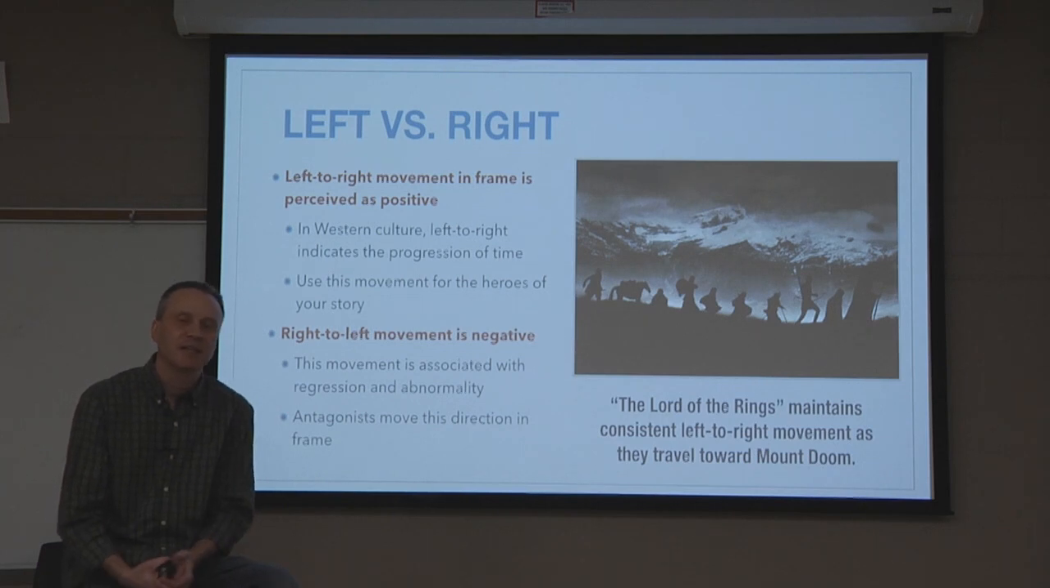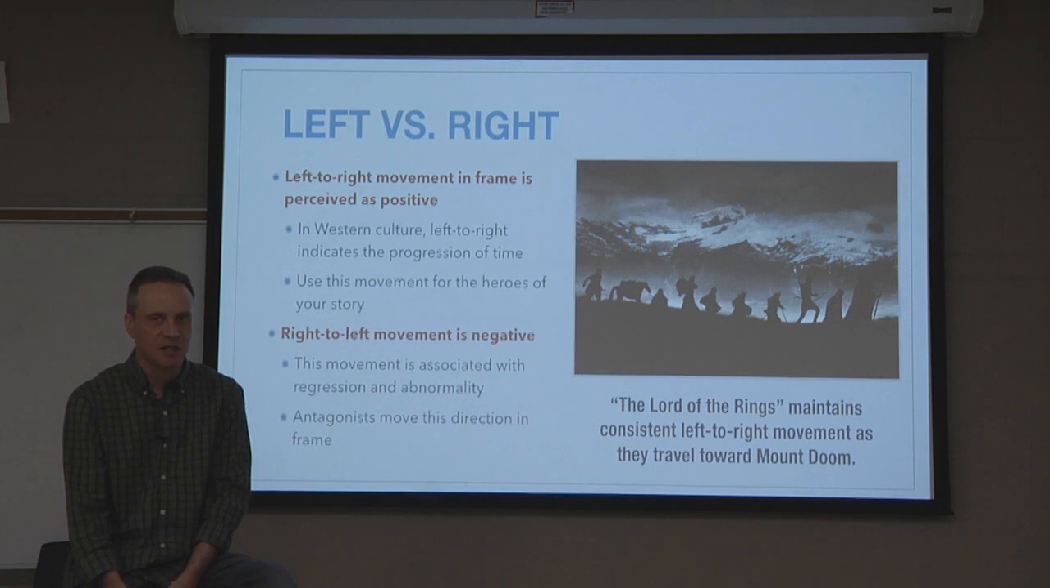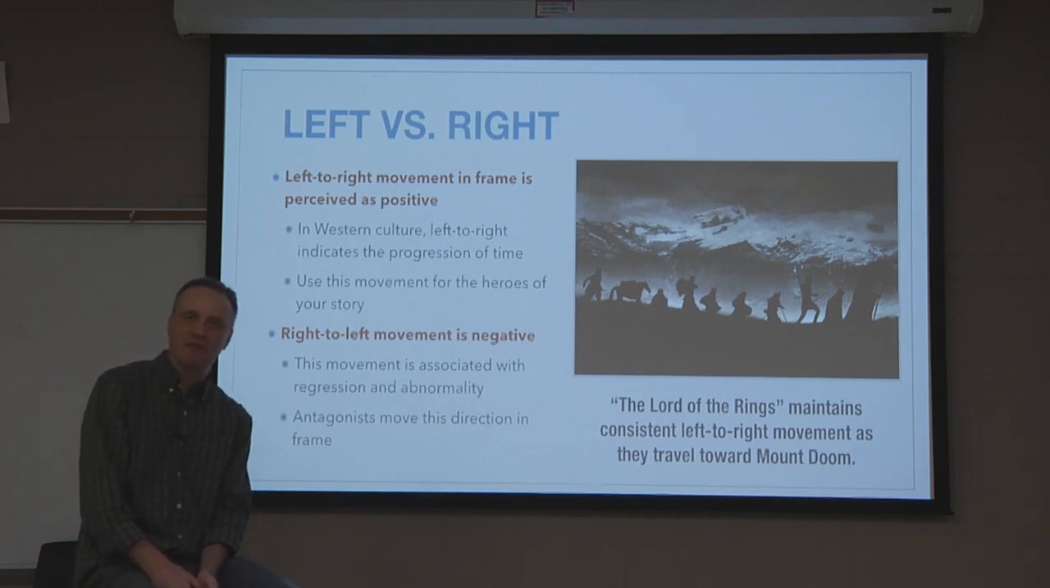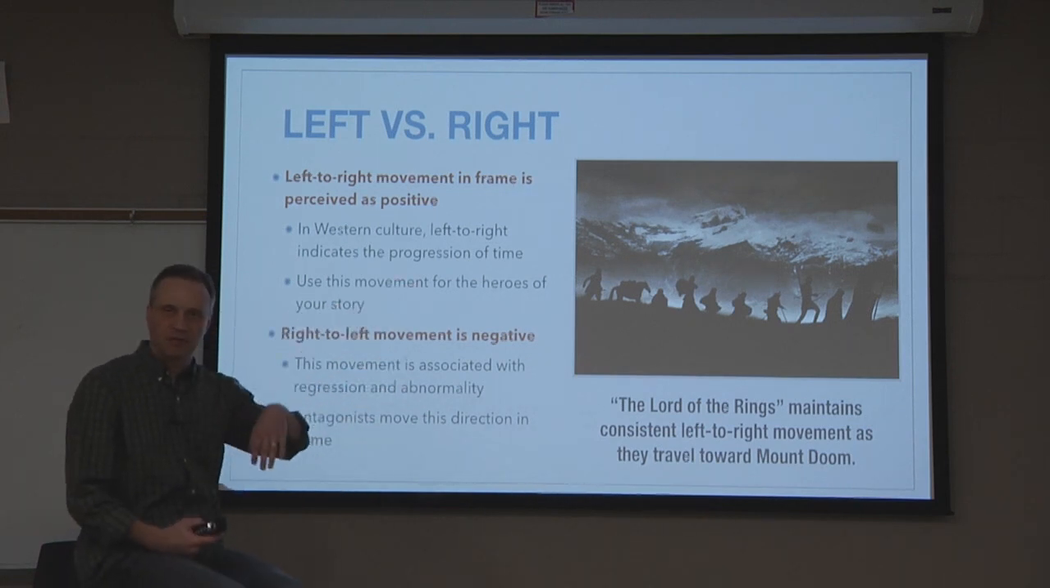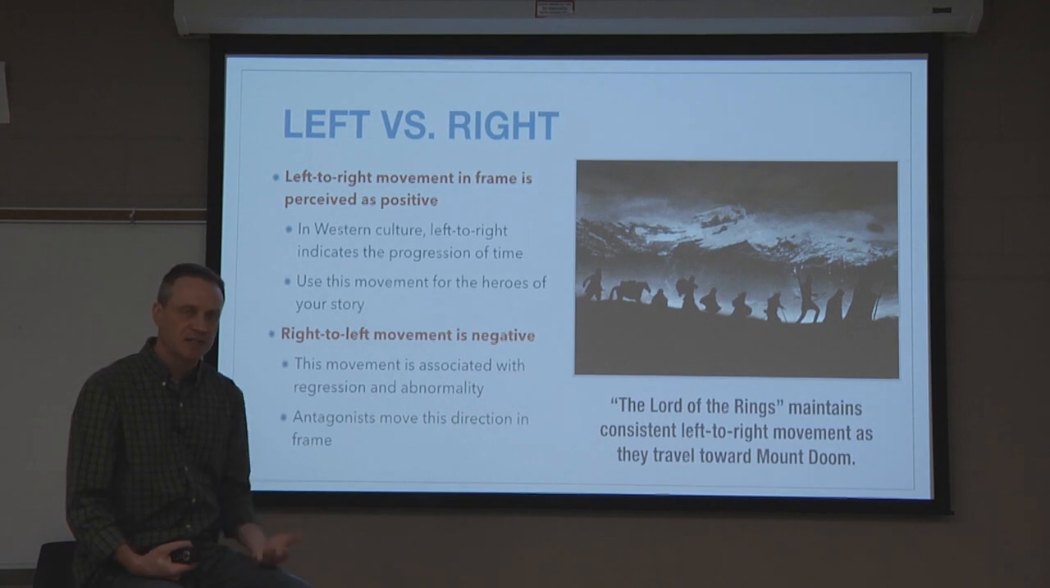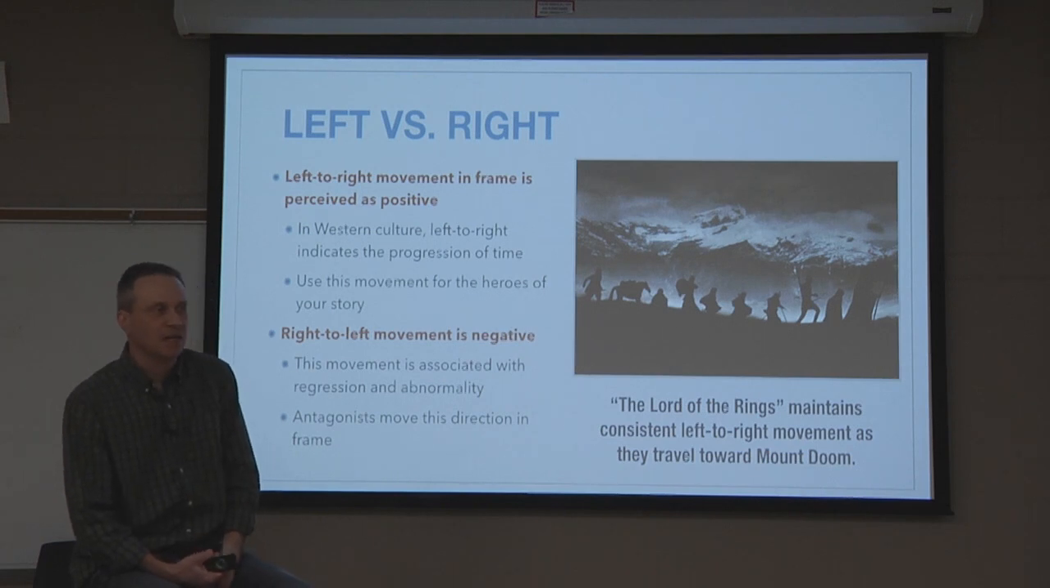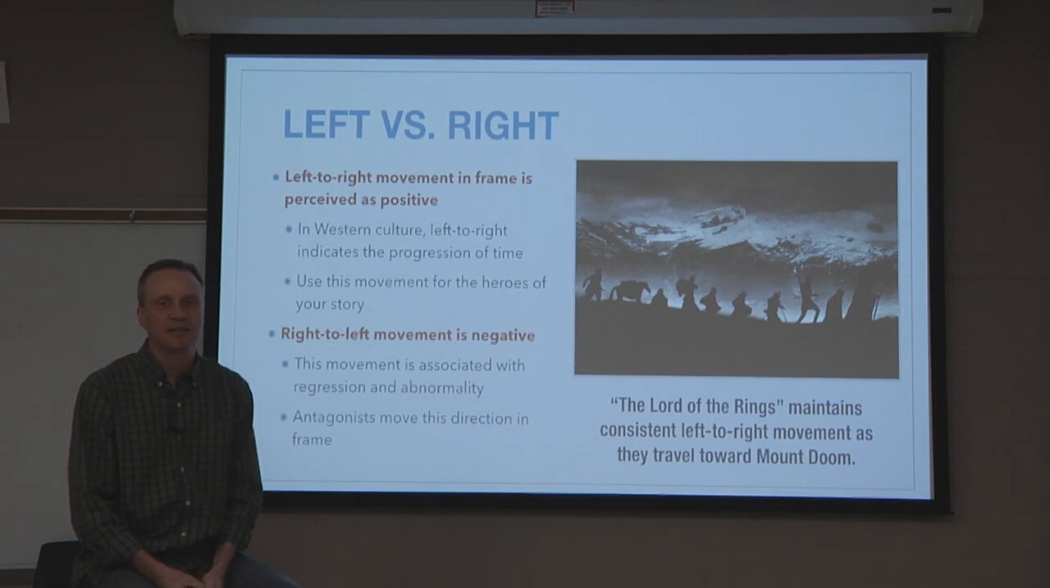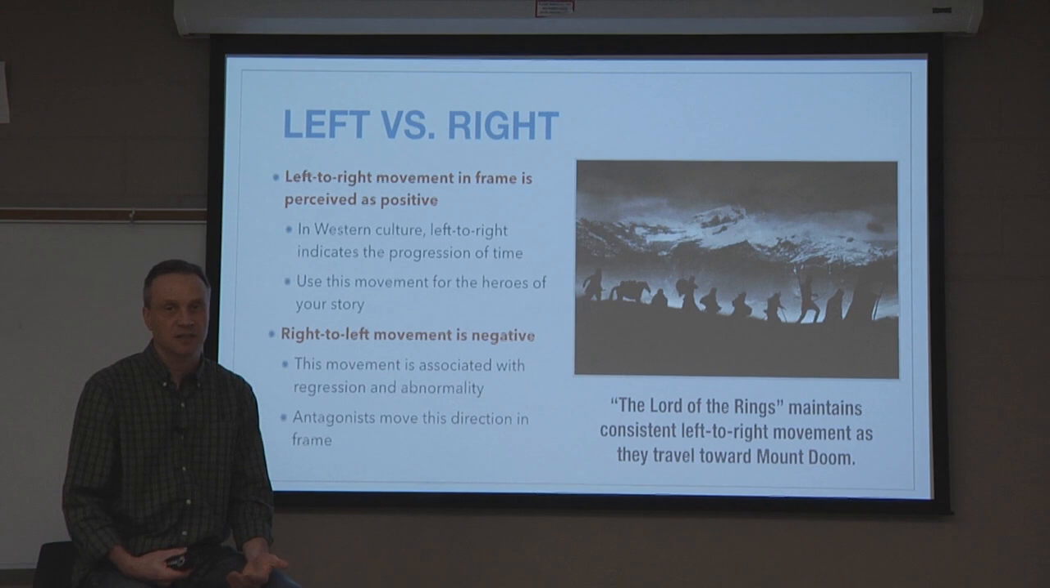So it's not super important that you consider this, but you might think about this as you're shooting your own projects. If you do have a heroic figure, you might have them be going left to right. And if you have somebody who's more the antagonist, you might have them going right to left, just to create, I guess, psychological meaning to the audience that this person is to be trusted or this person is not to be trusted.